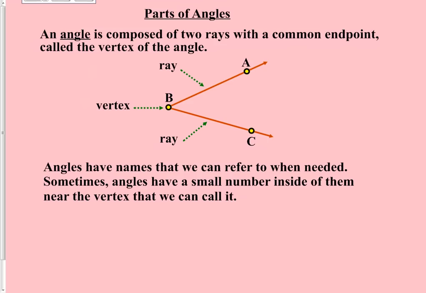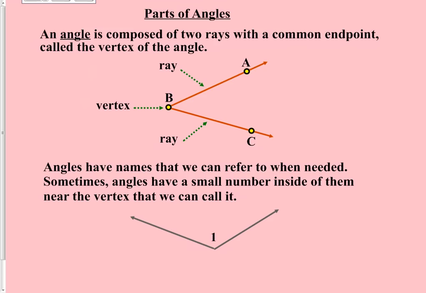Okay, now the naming system for angles is a little bit tricky at times, so we better make sure we get a good understanding of it. Angles have names that we can refer to when needed. Just like every other thing in geometry, we will have a way to name angles. Now sometimes, not very often, but sometimes angles will have a small number inside of them near the vertex that we can refer to that angle by.